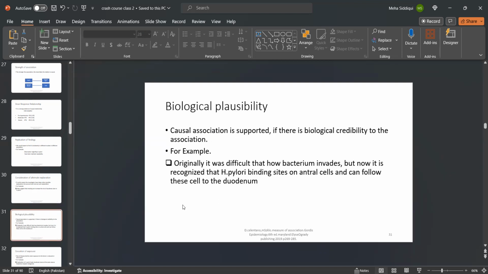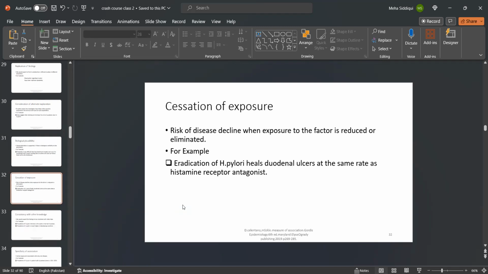Then comes biological plausibility, that is, a causal association is supported if there is biological credibility to the association. For example, originally it was difficult to explain how the bacterium invades, but now it is recognized that H. pylori binds to sites on gastric cells in the duodenum. So there is some biological relation behind this association. Cessation of exposure: risk of disease declines when exposure to the factor is reduced or eliminated. For example, eradication of H. pylori heals duodenal ulcers at the same rate as histamine receptor antagonists.